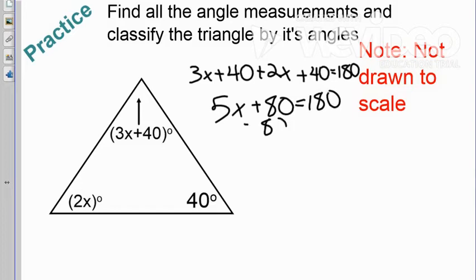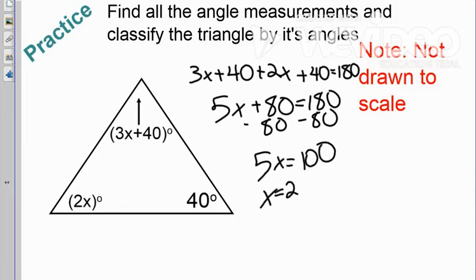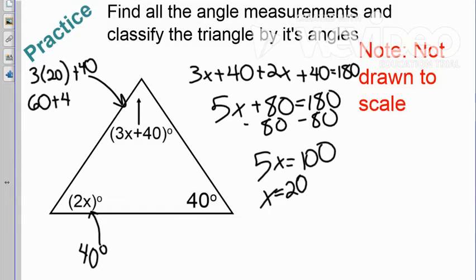I subtract 80, 5x equals 100. So x must equal 20. Okay? So we have x is equal to 20. Now we got to plug them back in. Okay? So let's go here with this angle. So we've got 2 times 20. So this is going to be 40 degrees as well. And then we'll do that here. Okay? So this is going to be 3 times 20 plus 40. So this is 60 plus 40, which is equal to 100 degrees.